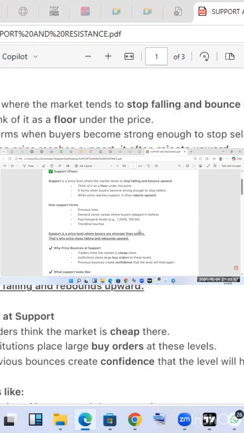So that's why you see some people say, oh, price almost got to my TP and reversed back. It's because they set their TP at a psychological level. So these are the key notes you need to note about support and resistance.